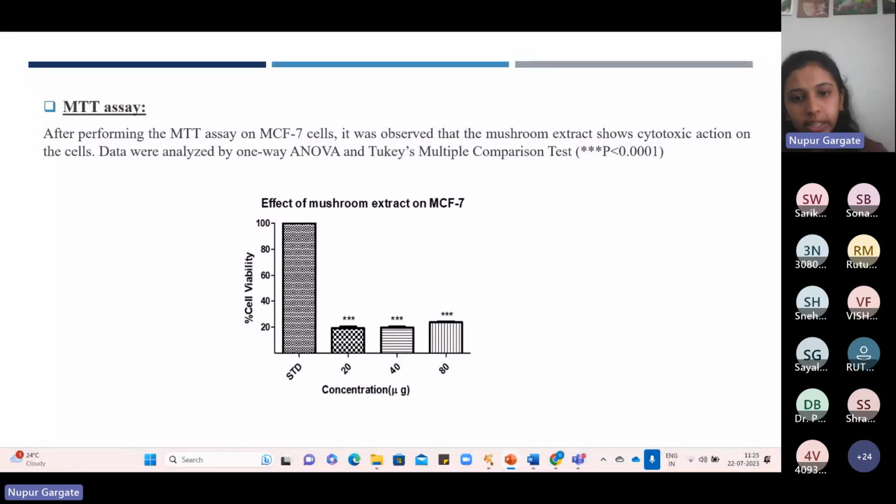But when you look at the 20, 40 and 80 microgram per ml, we can see that the percent cell viability is drastically reduced, and this shows that the mushroom extract which was applied to MCF7 cells was toxic, because of which the cells did not remain viable and instead they died. Because of that, you can see that the graph of 20, 40 and 80 concentration is very low as compared to the standard.